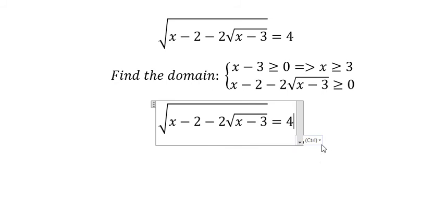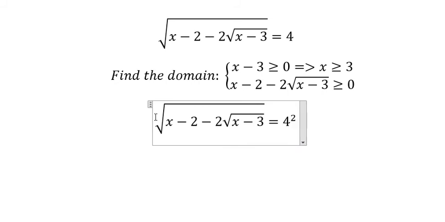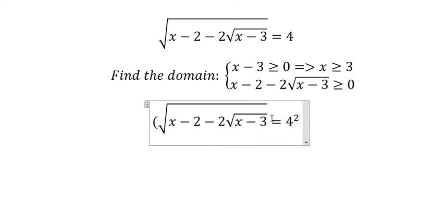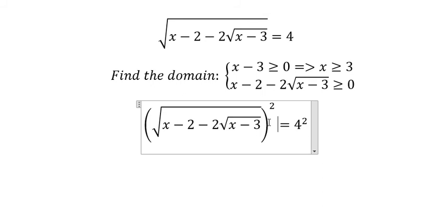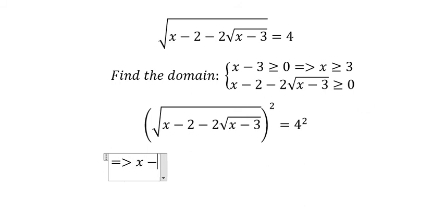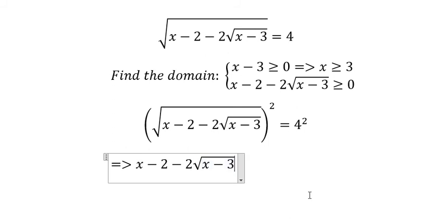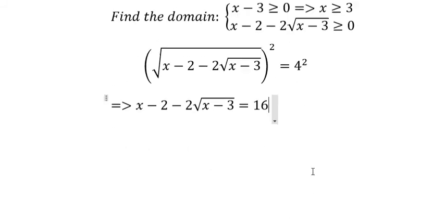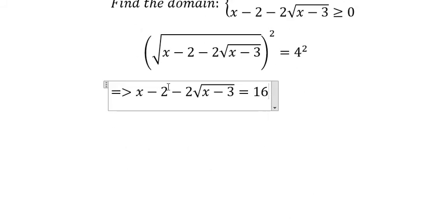Then we put the square on both sides. So we got x minus 2 multiplied by the square root of x minus 3 equals 16. We put negative 2 on the right, so we get 18.